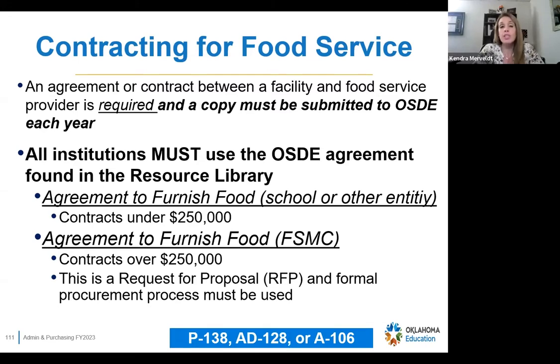We're going to split it up. It's going to be one for schools and one for other entities. And that is if the contract for the year is under $250,000. If it is over that, then it is an RFP.